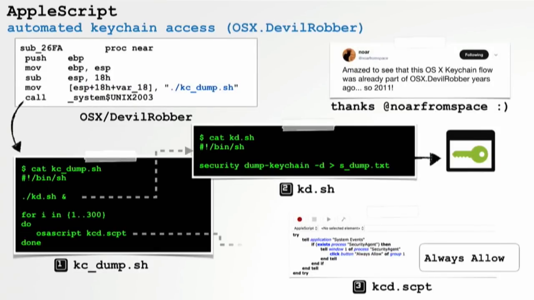So let's look at some malware that did this all the way back in 2011. Devil Robber was a cryptocurrency miner, and it contains a file called kc_dump.sh. KC obviously for keychain. And if we look at the script, we can see it executes two other scripts. The first one, kd.sh, just invokes Apple's security utility to dump the keychain. And again, this will generate a keychain access prompt. The second script, kcd, just continually clicks the allow always button in the keychain access. So again, using this AppleScript, it can synthetically click the allow button and dump the unencrypted contents of the keychain, which are passwords, private keys, et cetera, et cetera.